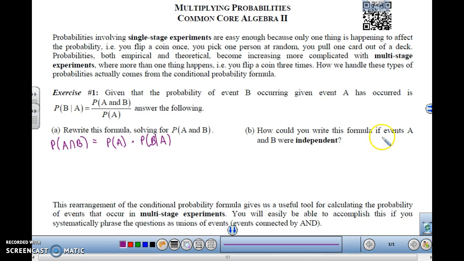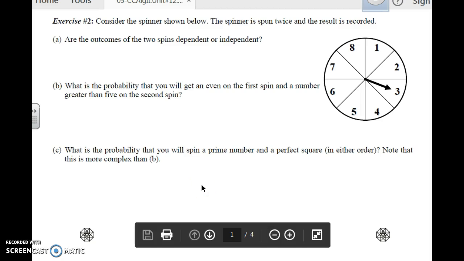So how could we write this formula if events A and B were independent? Well, we know that P of A intersection B, the overlap, is equal to P of A times P of B. So there we go. All right, so this rearrangement of the conditional probability formula gives us a useful tool for calculating the probability of events that occur in multi-stage experiments. You'll easily be able to accomplish this if you systematically phrase the questions as union events connected by and. All right, let's take a look at some examples.